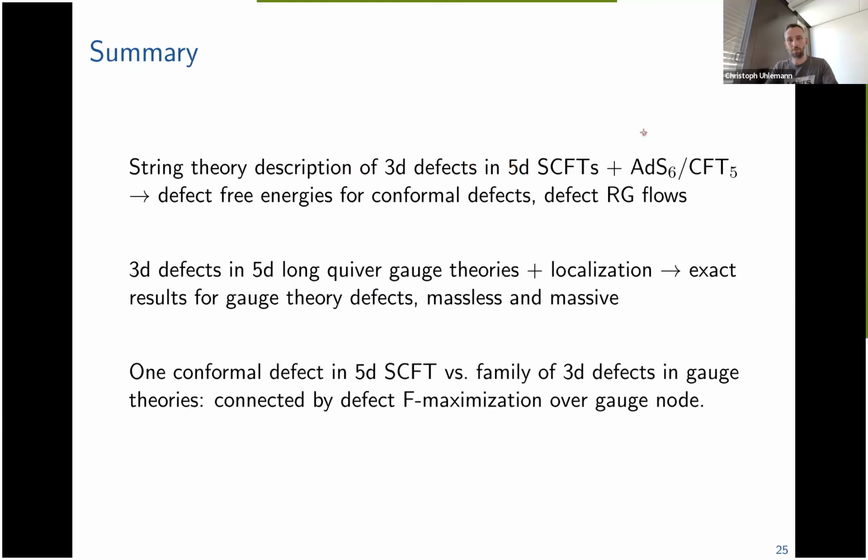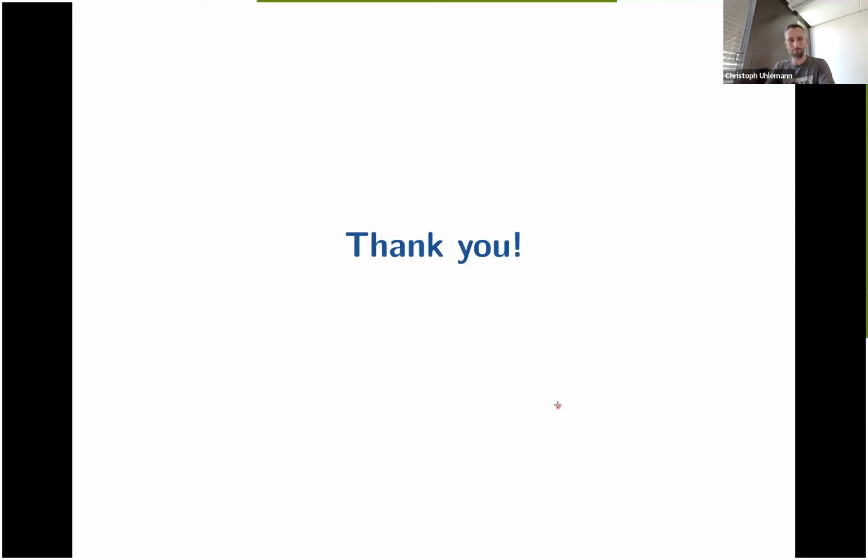We talked about the string theory description of three-dimensional defects in 5D SCFTs, got defect free energies for conformal defects and defect RG flows. Did a similar exercise in gauge theories where we took a particular set of defects which one can add and studied those using supersymmetric localization. And we connected these two descriptions to a form of F maximization, which is for flows from the infrared to the UV, so to speak. It's different from the usual F maximization in 3 dimensions, but that goes nicely with the fact that we're just looking at a different set of flows. Okay, thank you.